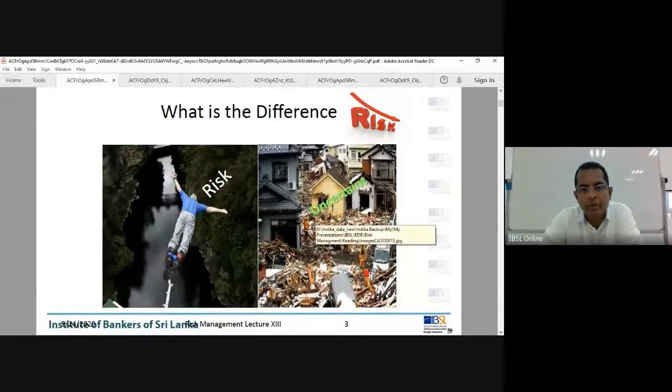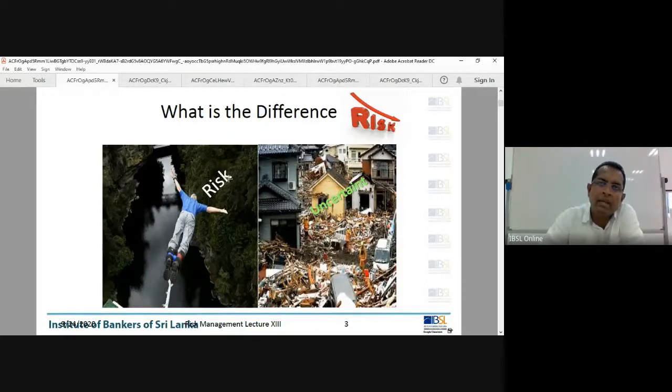We are not sure. So, countable, measurable damage is called a risk. Whereas when we can't measure the damage or when there is uncertainty, we call it uncertainty. This kind of scenario is not a risk. It is an exceptional situation. But here we know that if 100 people jump, maybe one or two will be dead or hurt, right?